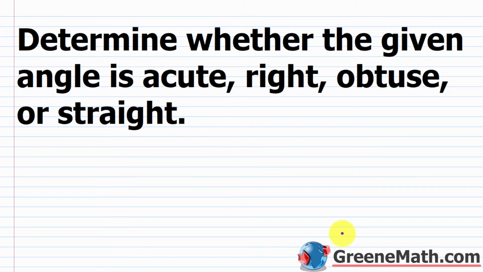Okay, the next thing we're asked to do is to determine whether the given angle is acute, which means it's greater than 0 degrees, but less than 90 degrees. Right, which means it's exactly 90 degrees. Obtuse, which means it's greater than 90 degrees, but less than 180 degrees. Or straight, which is 180 degrees exactly.